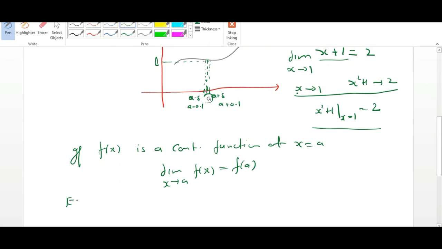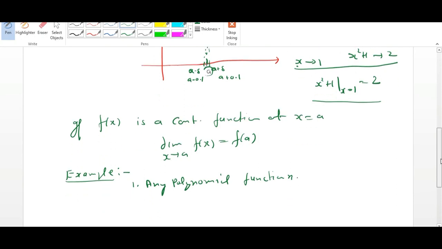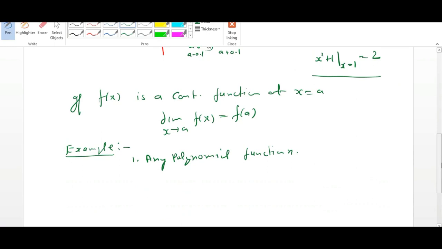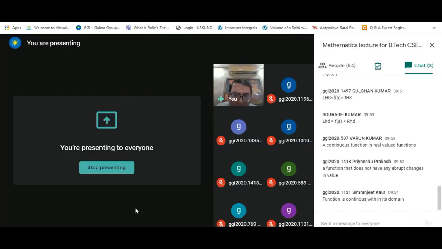Example number 1: any polynomial function. If we take any polynomial function, that function will be a continuous function. Tell me, what do you understand by a continuous function? It's continuous if it does not break within the given interval.